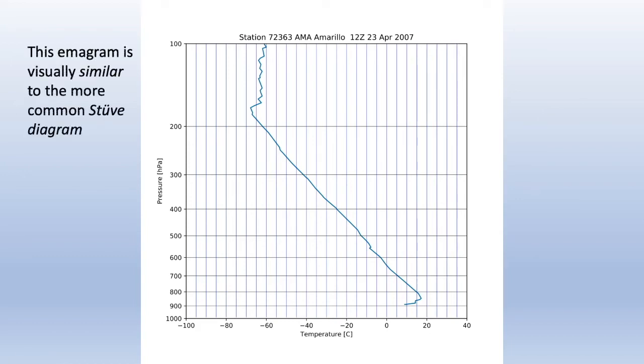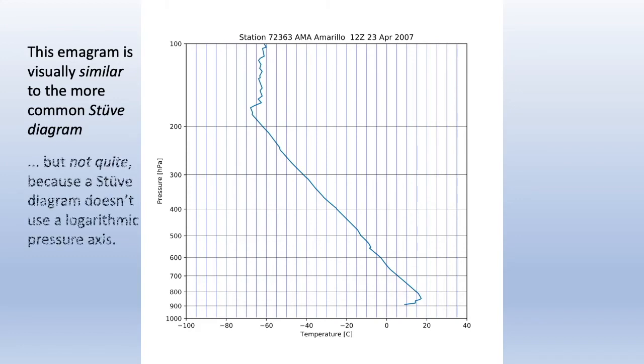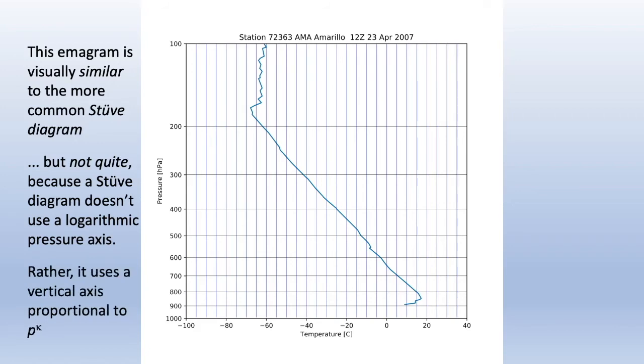Now, this temperature log P diagram, which we call an emagram, is visually very similar to another kind of diagram you may frequently see called a Stüve diagram, in that we have temperature as the x-axis, and we have pressure decreasing with height. It's not quite the same because a Stüve diagram doesn't use a logarithmic pressure axis. Rather, it uses something proportional to pressure raised to a constant kappa. And for that reason, a Stüve diagram is technically not a thermodynamic diagram. But we're not going to talk about Stüve diagrams here. It's not really that important for what we're talking about now.